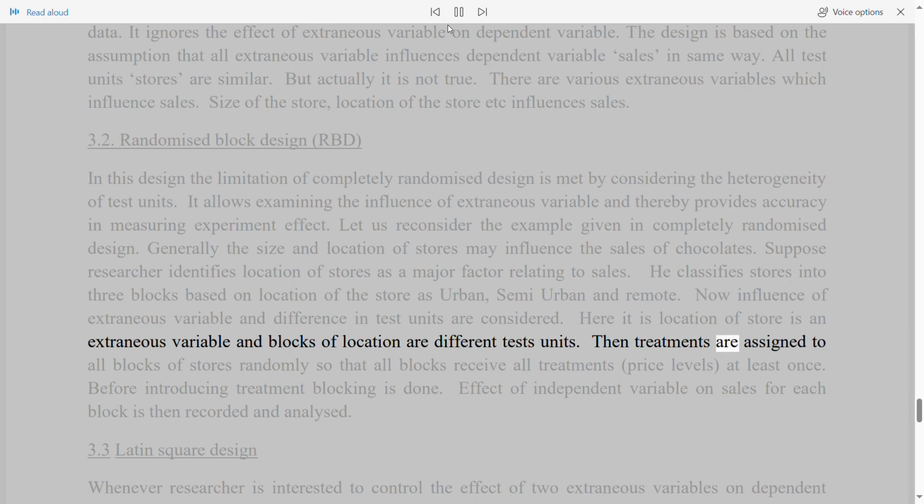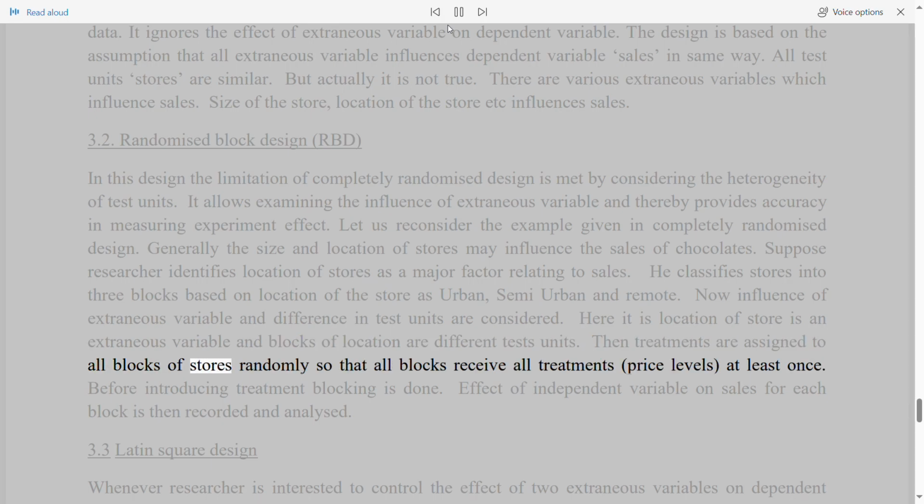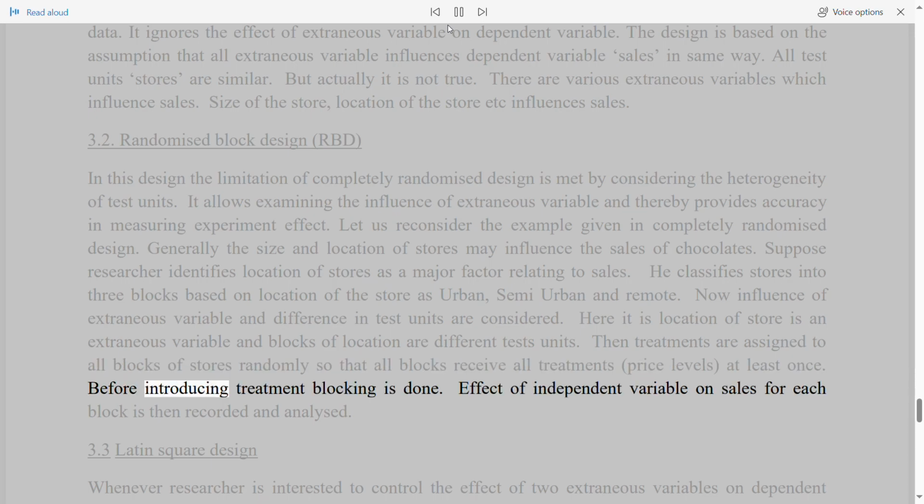Then treatments are assigned to all blocks of stores randomly so that all blocks receive all treatments, price levels, at least once. Before introducing treatment, blocking is done. Effect of independent variable on sales for each block is then recorded and analyzed.